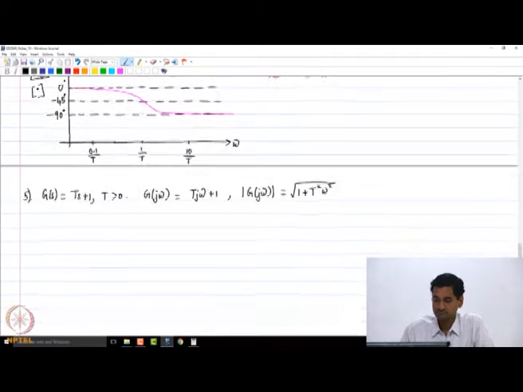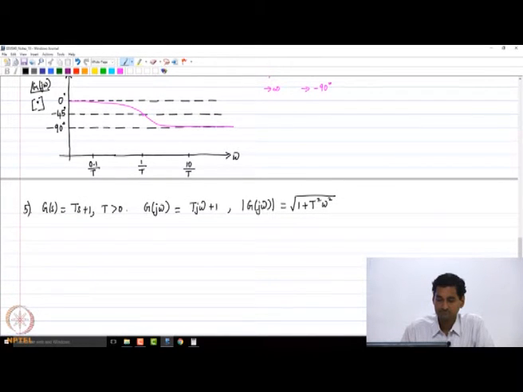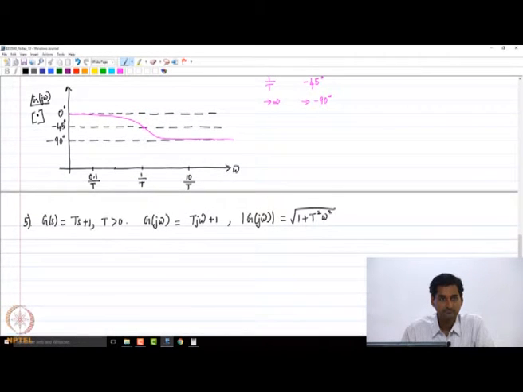Normally, with a linear scale, then this is the graph for tan inverse. The graph.